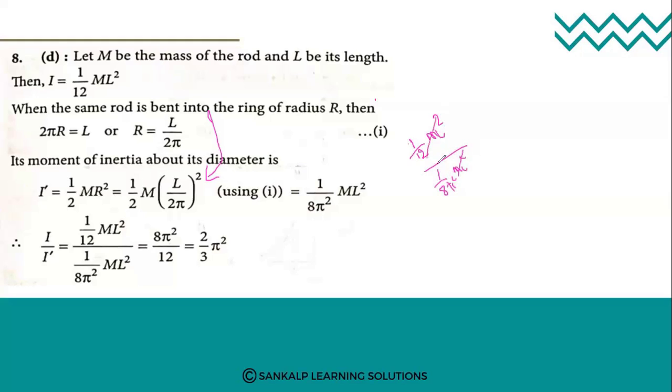So this ml square will get cancelled. So what is remaining now? The remaining simplification will be 2 by 3 pi square. 2 by 3 pi square. Option D is the right answer.